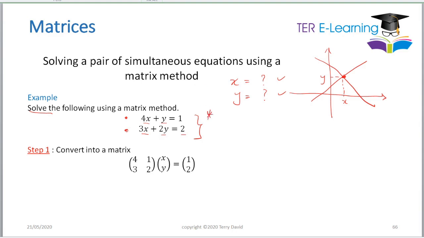It has to be something x plus something y equal a number, something x plus something y equal a number. The 2 equations have to be like that because you have to be able to look at the equations and write it as a matrix, right? So here's what we're going to do.